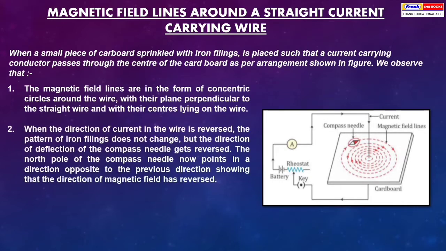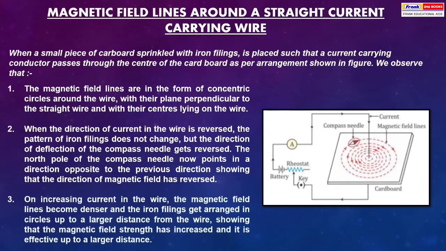When the direction of current in the wire is reversed, the pattern of iron filings does not change, but the direction of deflection of the compass needle gets reversed. The north pole of the compass needle now points in a direction opposite to the previous direction, showing that the direction of magnetic field has reversed. On increasing current in the wire, the magnetic field lines become denser and the iron filings get arranged in circles up to a large distance from the wire, showing that the magnetic field strength has increased and it is effective up to a larger distance.